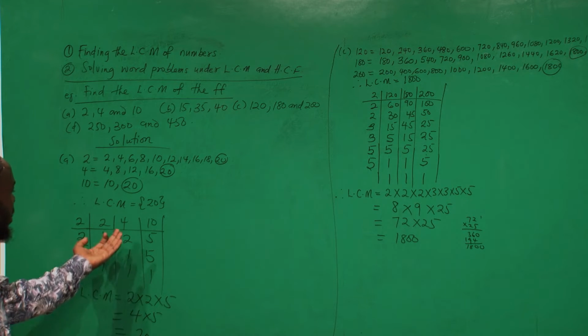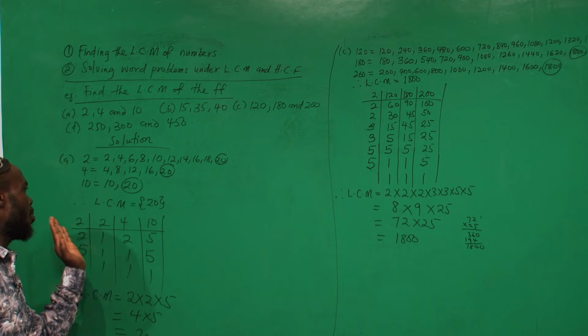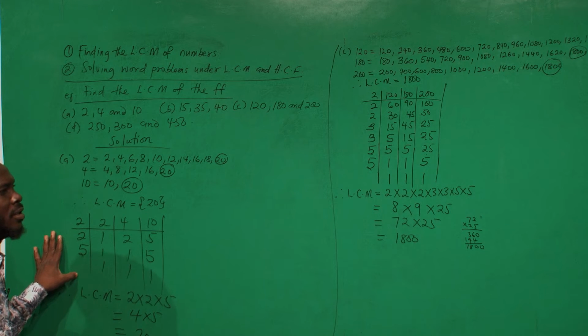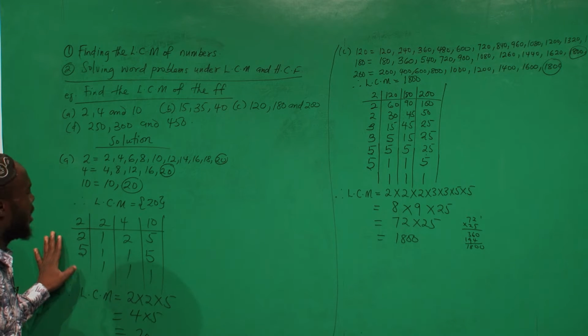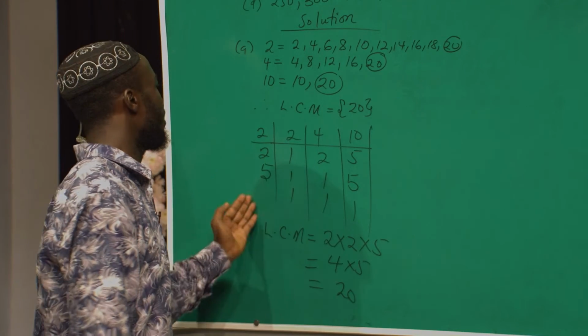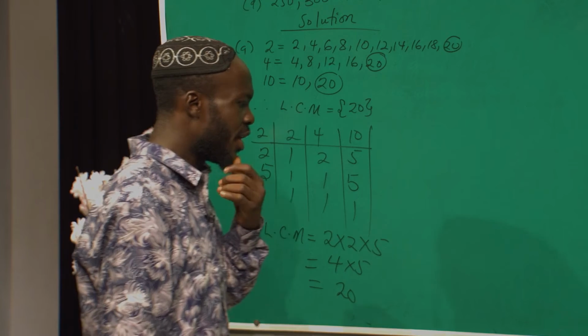Then I said the table method can also be used, where prime numbers should be used to break down all the numbers given till we get 1, 1, 1. Then we multiply all the numbers here. So this time there is no underline. Just solve and get 1, 1, 1. Stop and multiply the numbers you get here. And that is what is going to give you the answer.